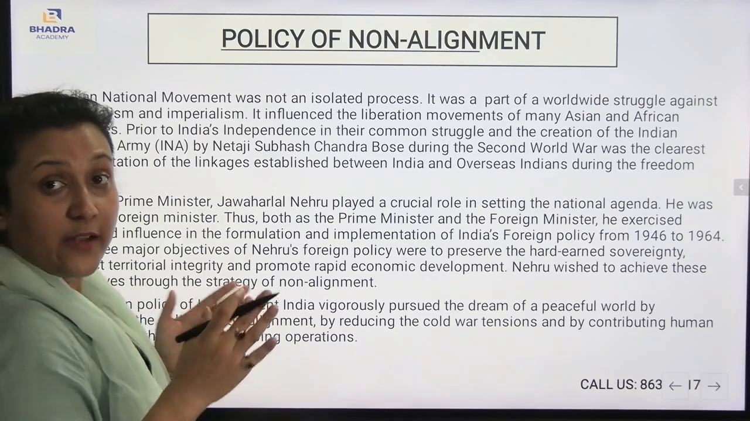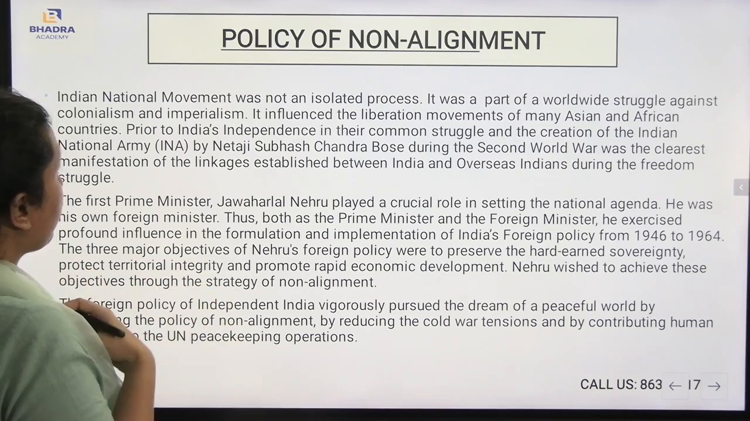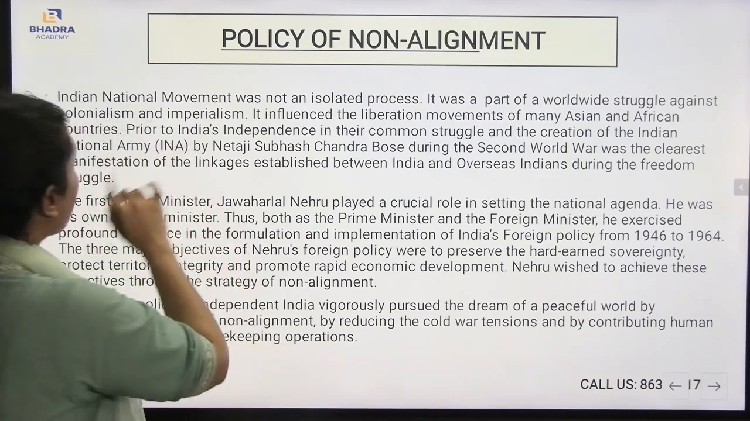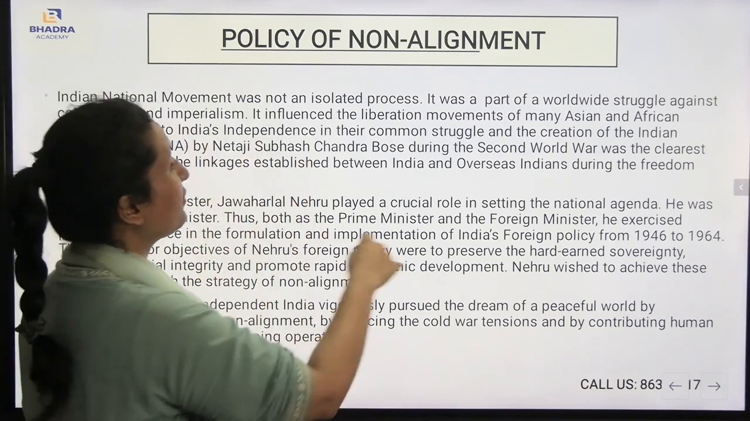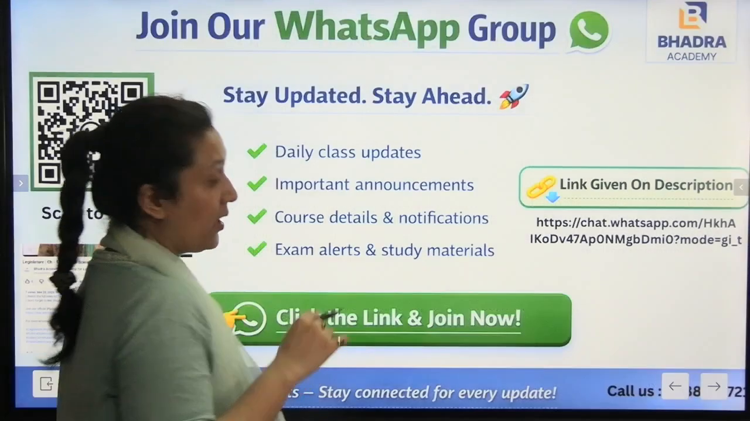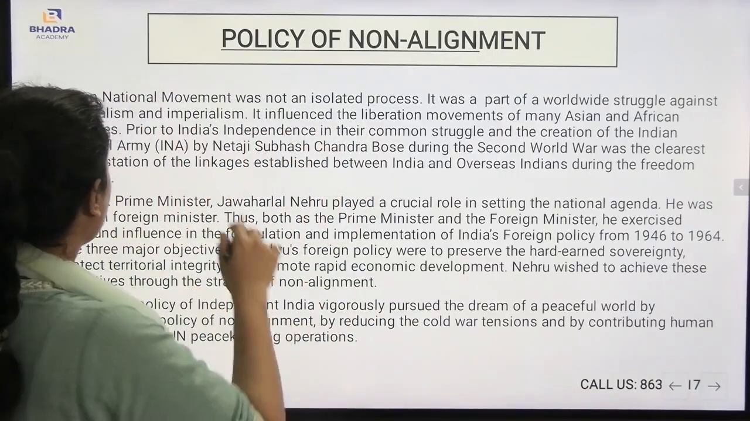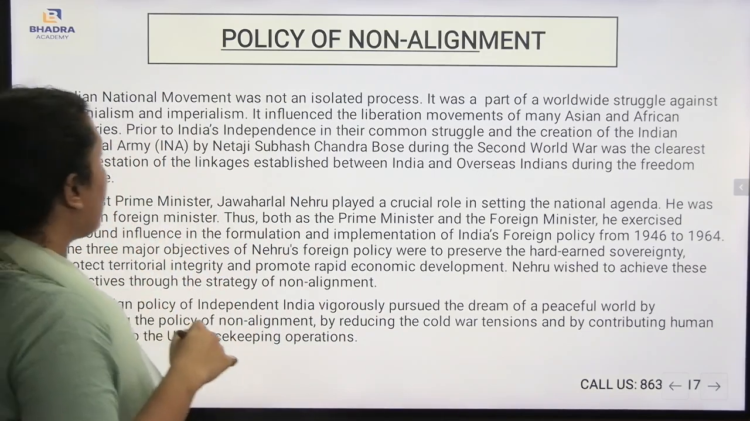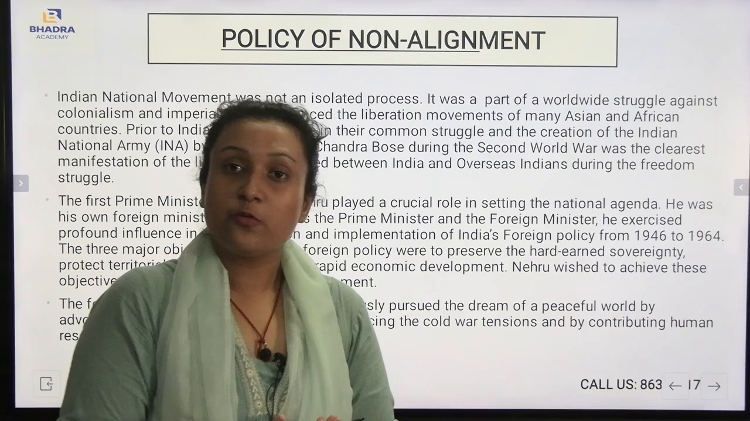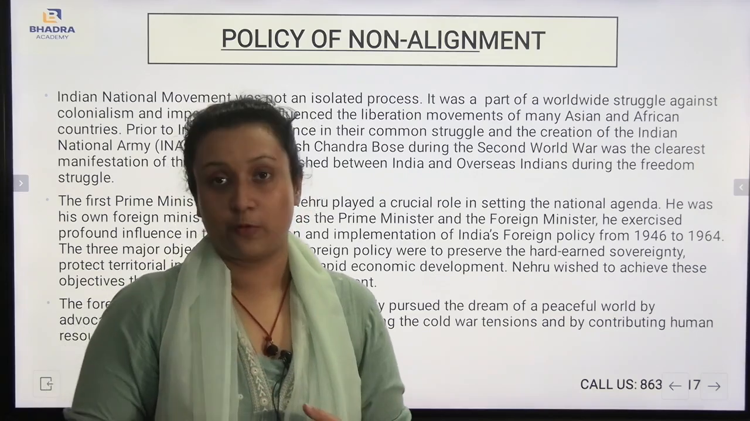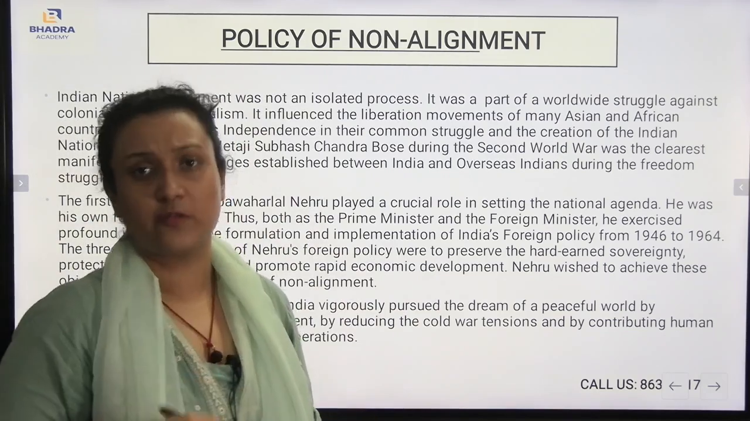Now, if I talk about the Indian national movement, first of all it was an isolated process, and then slowly it became a worldwide struggle. It was also a part of the struggle against colonialism and imperialism. Why did the Indian national movement come into existence? So that it can enhance democracy, and it went against colonialism and imperialism, which means a part of the monarchy system.